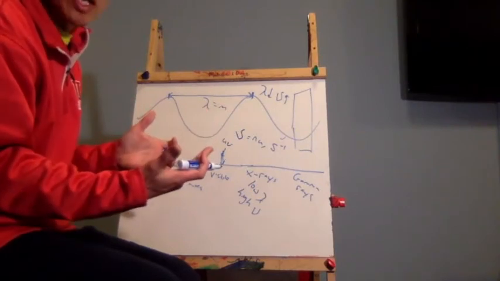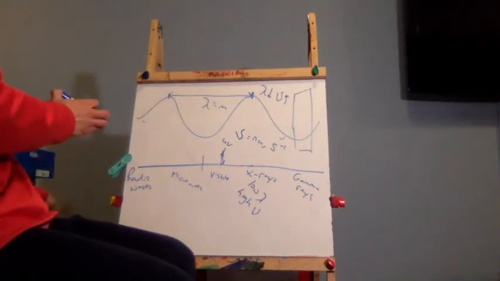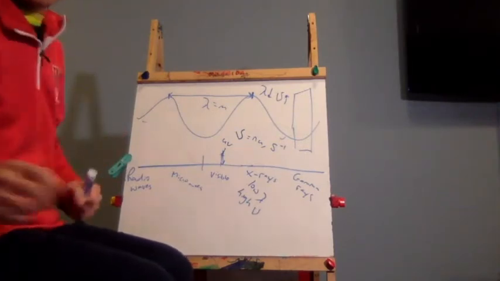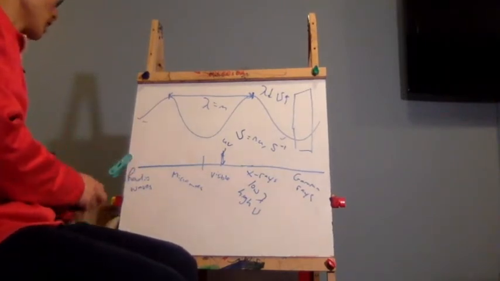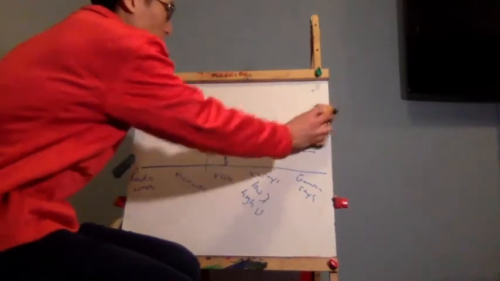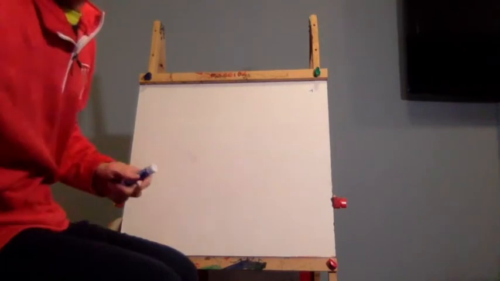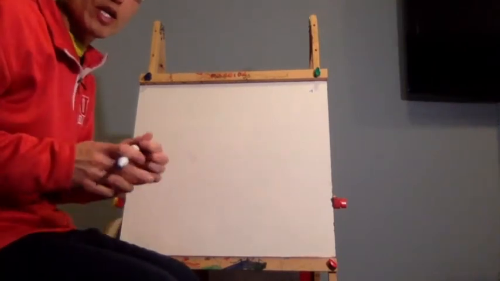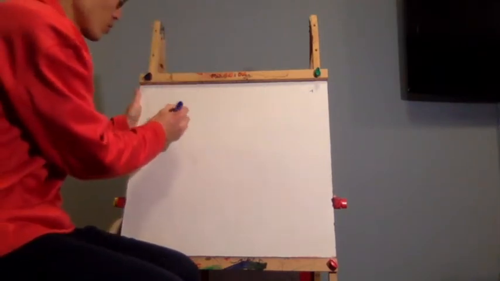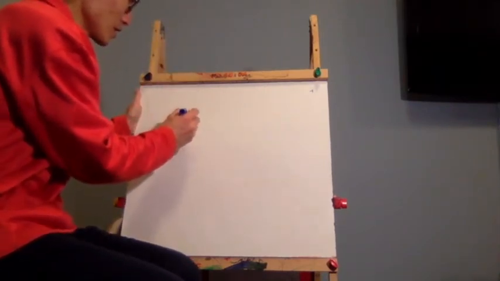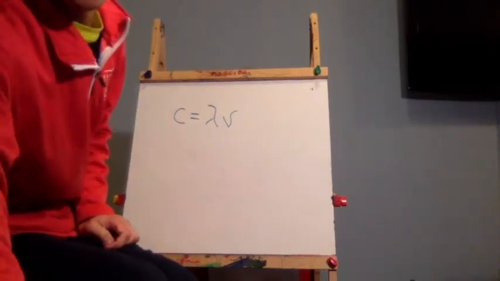So that's the first relationship you have to know, which is what waves are. If you look at the front page of your AP equation sheet, and if you don't have that, I'll upload it, there's an equation on there, and that's this relationship here: c equals lambda nu.